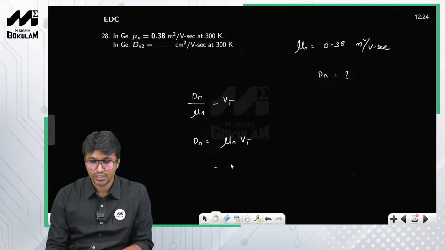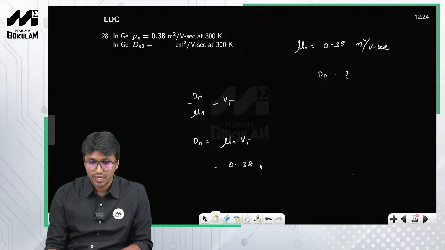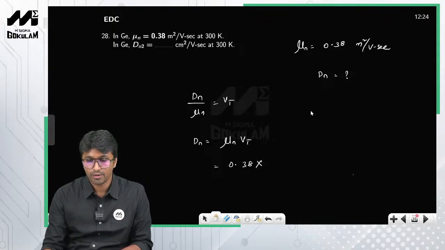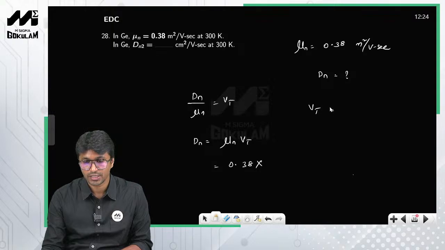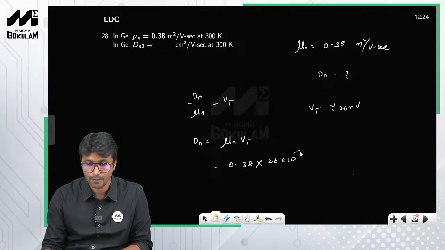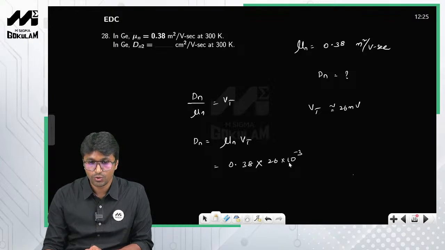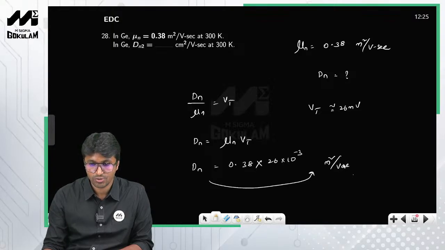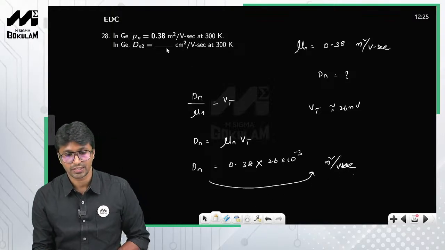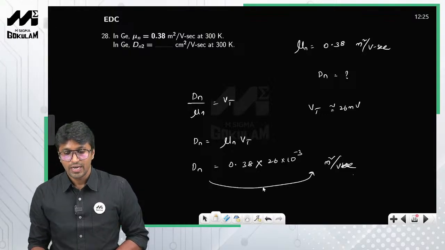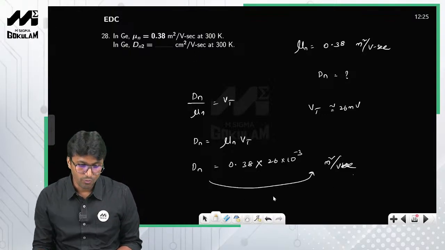Mu n is nothing but 0.38 into thermal voltage Vt, which at room temperature is approximately equal to 26 millivolts, right? So if you use this, what you get is Dn in meter square per volt second, but he is asking you to enter the value of Dn in terms of centimeter square per volt second, right?